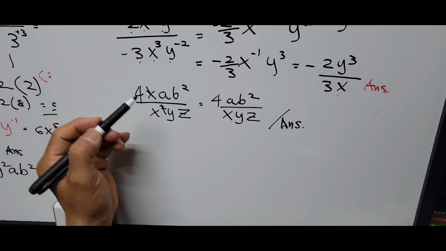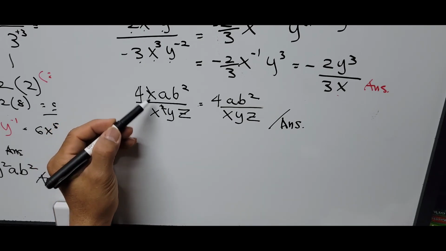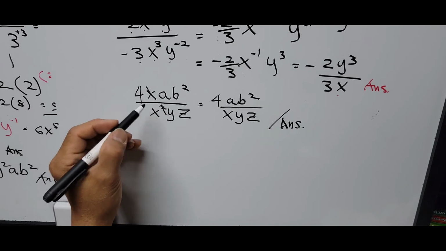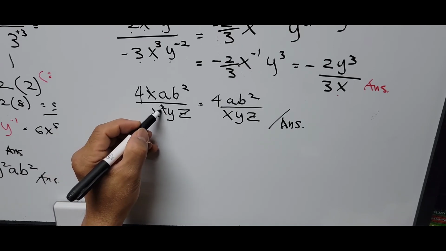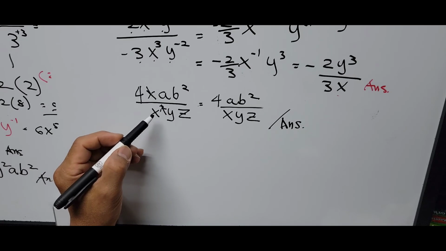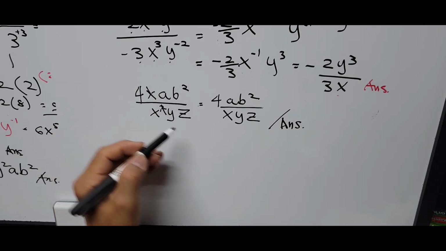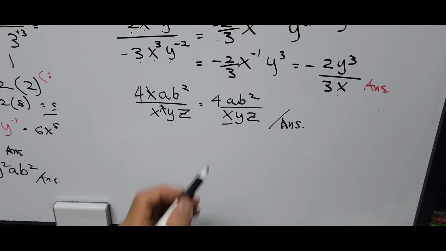If you notice, I just went directly to canceling the x here, x squared and x right there. What is left is x to the first power. So I don't need to transpose it or anything. I just leave it down under on the denominator.